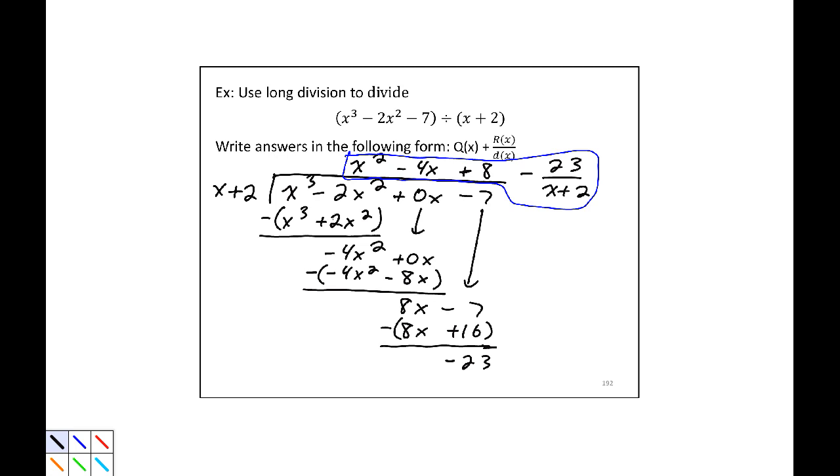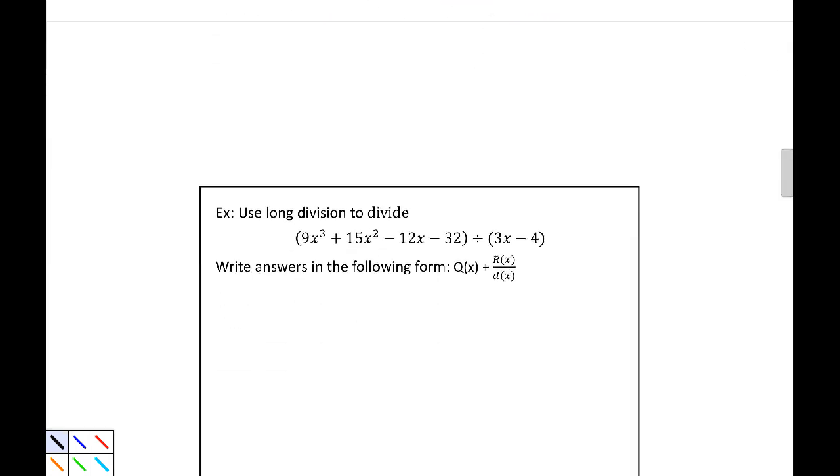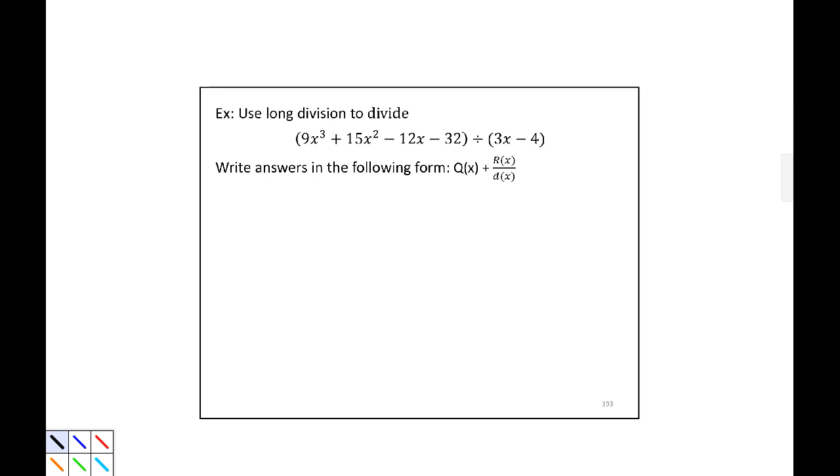Now I have one more example. Use long division to divide 9x cubed plus 15x squared minus 12x minus 32 divided by the quantity 3x minus 4. Begin with 9x cubed plus 15x squared, thinking about my exponents as I go, minus 12x minus 32. Oh, we're not missing any terms. So we'll put 3x minus 4 out here.